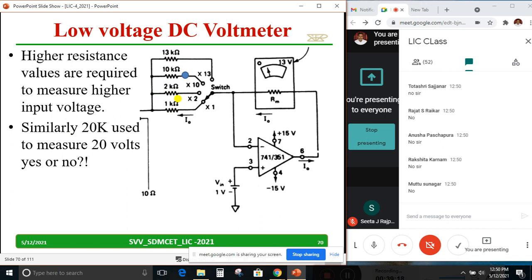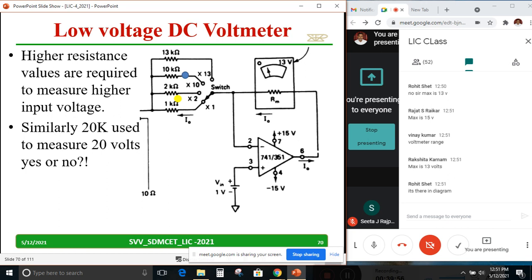Majority are telling no. Okay, why can't I connect a 20K and measure up to 20 volts? Anybody would like to type an answer, one line answer? Thank you, Divya, Vishal, Pavan, Abhinandan, Preeti. Can you type a one line answer? No sir, maximum is 13 volts, Rohit Sheth. How can you say maximum is 13, because it's there in the book, or how? It's correct, maybe correct. Yeah, Rakshita has told, Rajat Rahikar has told something.